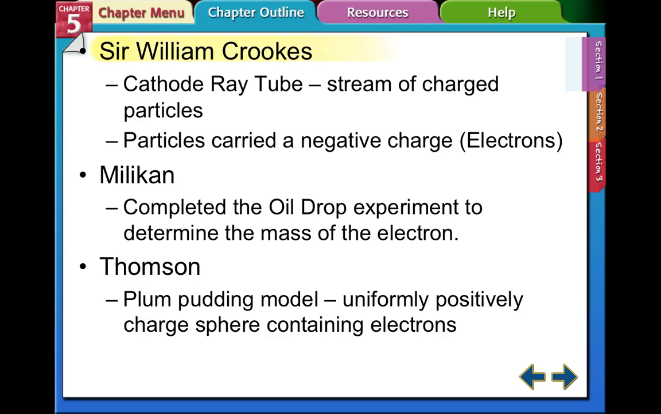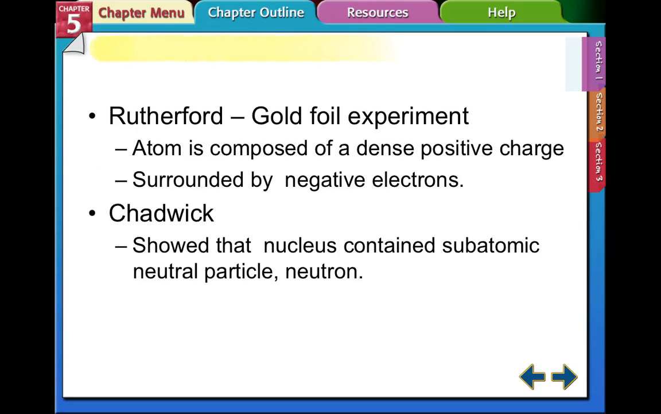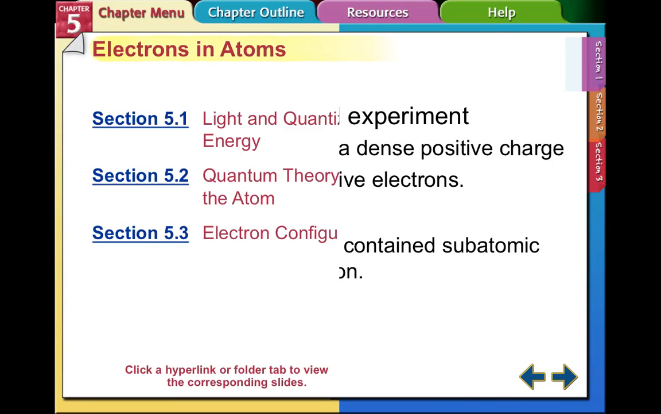Millikan came in and determined the mass of those electrons using the oil drop experiment. Thomson used the plum pudding model, thinking that there was a uniform arrangement in the nucleus. And Rutherford used the gold foil experiment to determine that the center of the atom, the nucleus, is positively charged and everything around the outside is negatively charged. Chadwick then showed us that we have neutrons within the nucleus, and those had no charge.